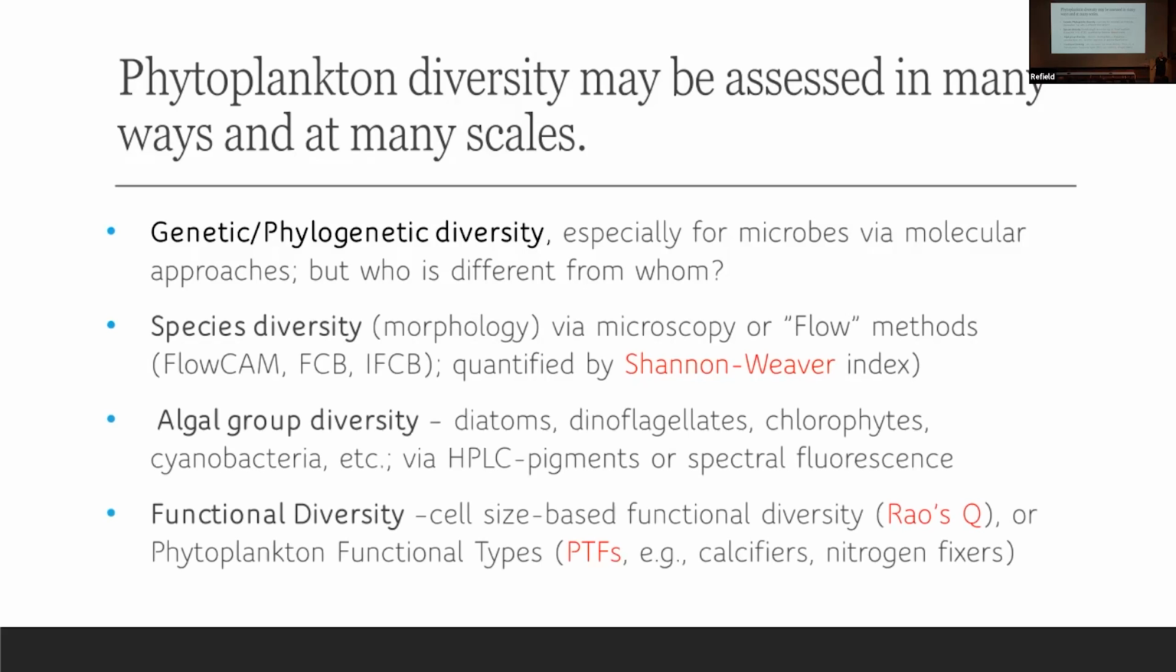In a one-week combing of the literature, I could find really two different types of functional diversity. One is a cell size-based estimate of functional diversity, with the idea that physiological functions often scale with the size of the organism, the size of the cell. That's often quantified by Rao's Q, the index here that's analogous to the Shannon-Weaver. You will also find in the literature discussion of phytoplankton functional types, or PFTs, things like organisms that function differently, they may calcify, they may fix nitrogen.